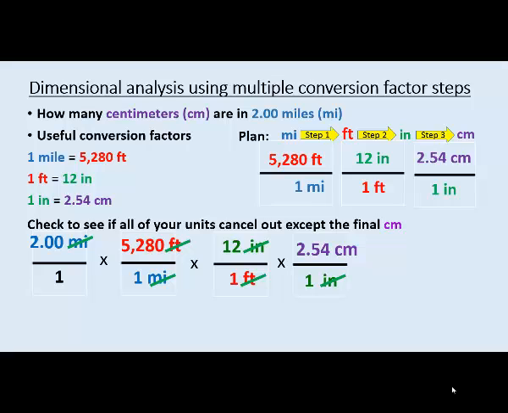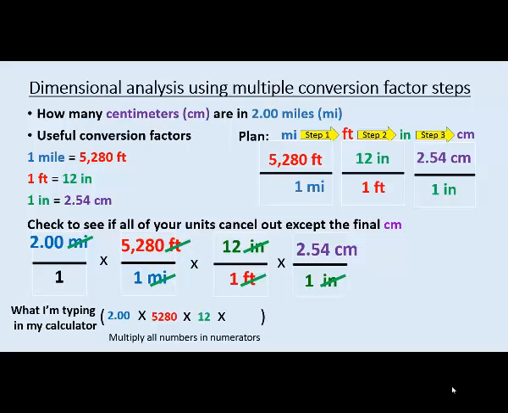So let's see, what do I do with these numbers in my calculator? I'm going to take all of the numbers in the top of my fractions and multiply those, all of the numbers in the bottom of my fractions, and divide by those numbers. So first of all, let's multiply all the numbers in the numerator. So I'm going to take my 2 miles times my 5,280 feet times my 12 inches times my 2.54 centimeters. Then I'm dividing by the denominator, the bottom of all my fractions. So I'm just dividing by 1, 1, 1, and 1.